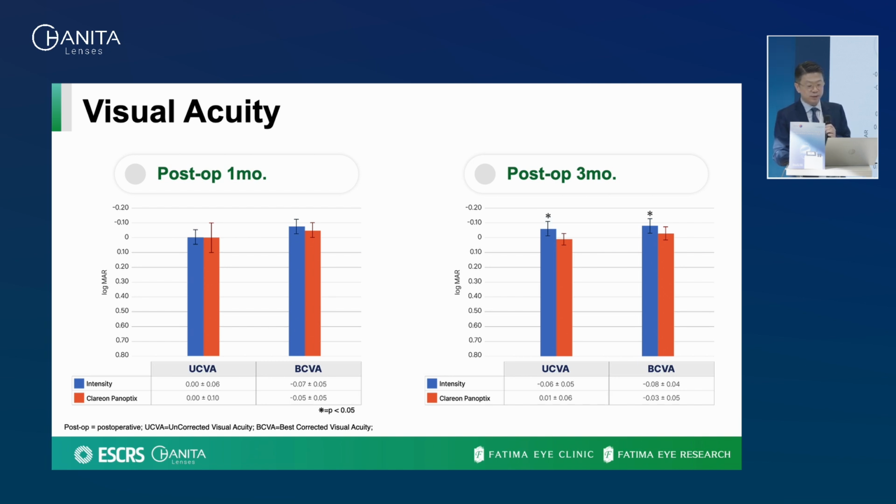UCVA was minus 0.06 logMAR in the Intensity group and 0.01 logMAR in the Panoptix group. The BCVA was minus 0.08 in the Intensity group and minus 0.03 in the Panoptix group. You can see better results in the Intensity group, and there are statistical differences between the two groups, as you can see.